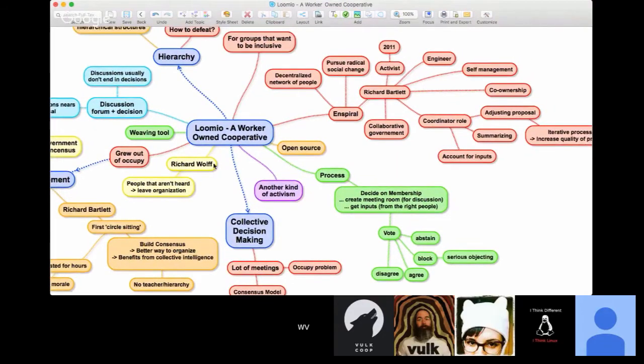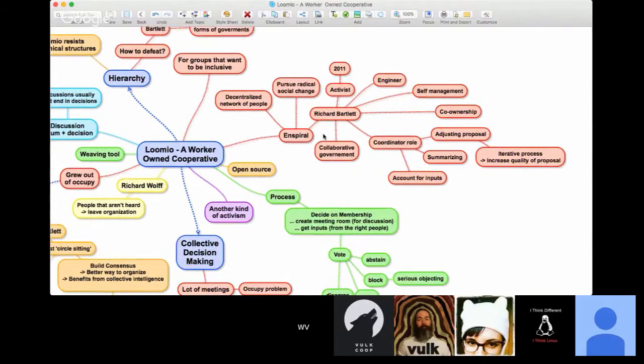Richard Wolff thought that Lumio served an important purpose, because he found that in the organizations he's been a part of, the people that aren't heard leave the organization. And I think that in my personal experience, that's the same thing. People that don't participate might not have that strong personality or what have you. They tend to shy away, and when they get a better opportunity somewhere else, they leave. So it's really important to try to get people involved.